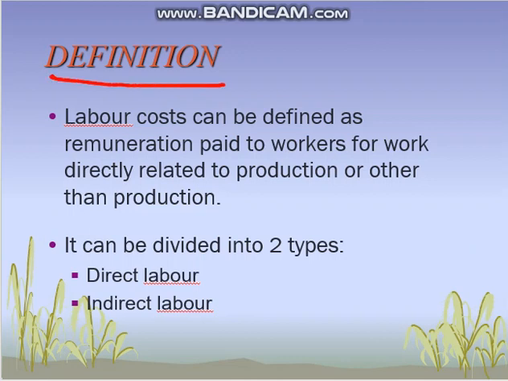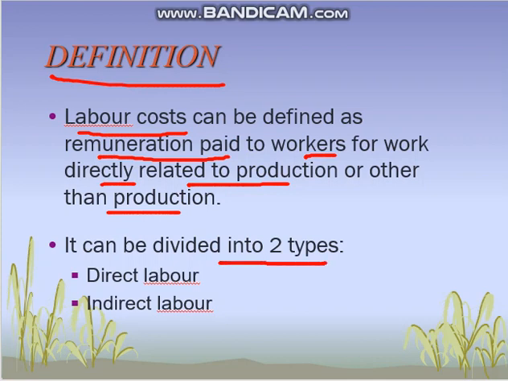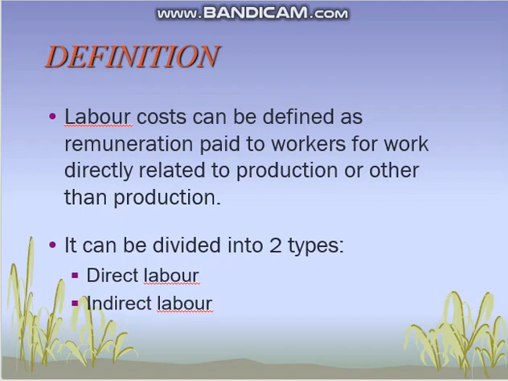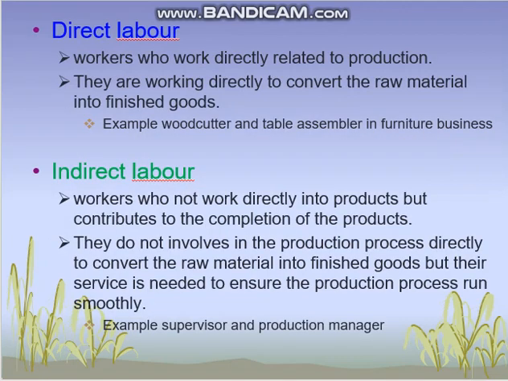The definition here is that labor cost is remuneration paid to the workers for work that they do, either directly to the production or other than production. So it's pay for those who work with us in the production department or not in the production department. We can divide it into two types, which are direct labor and indirect labor. We already covered direct labor and indirect labor in our first topic previously.